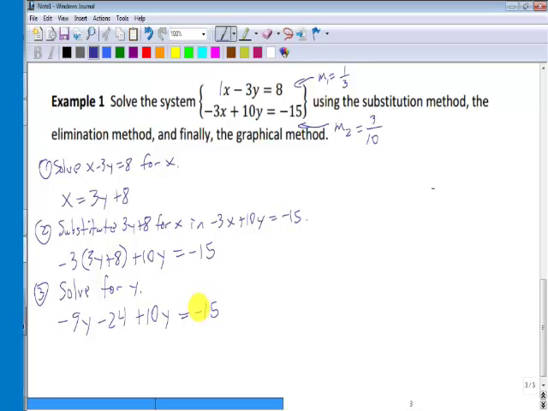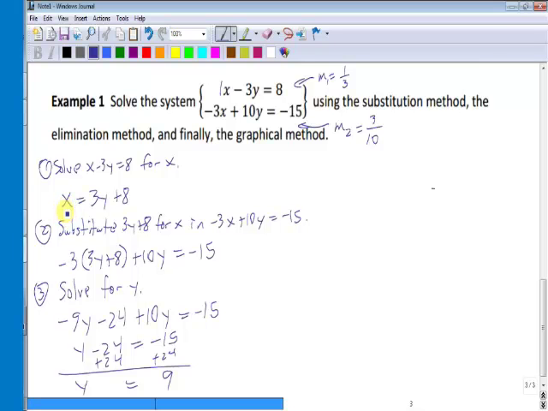This is nice. Combine the y terms and we just get y. And so y minus 24 equals negative 15. When we add 24 to both sides, y equals, is it 9? It's 9. So evidently 9 is the y coordinate of the one point on this second line that has the property that the x coordinate is 8 more than 3 times the y coordinate.